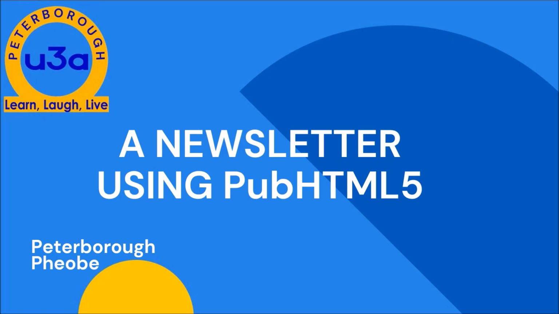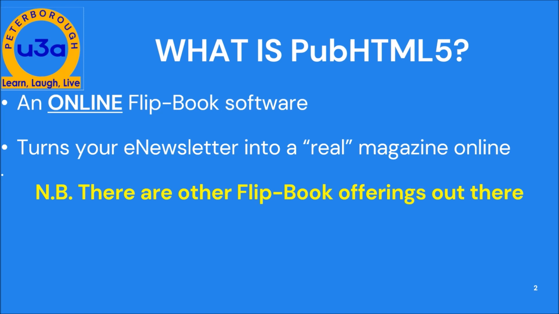Welcome to a short video on using the Flipbook software called pub.html5. So what is pub.html5? It's a software package that enables you to publish your newsletter as an online magazine. It's presented in a format where the viewer turns pages just like a paper magazine at the pace they wish to read at. It should be noted there are other Flipbook offerings out there. Pub.html5 isn't the only one.